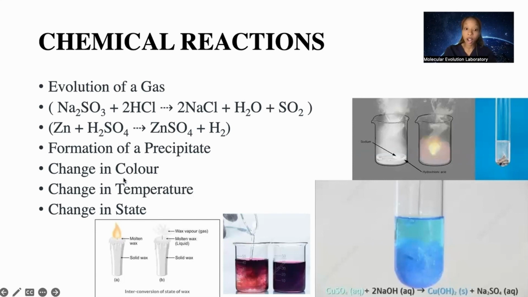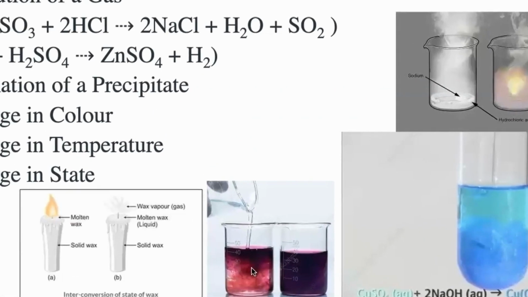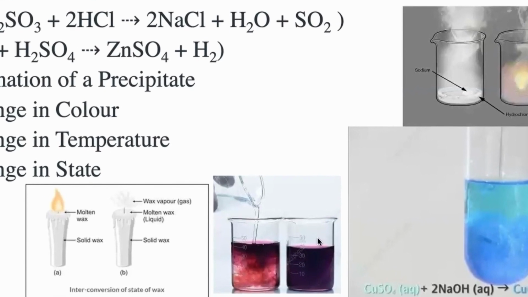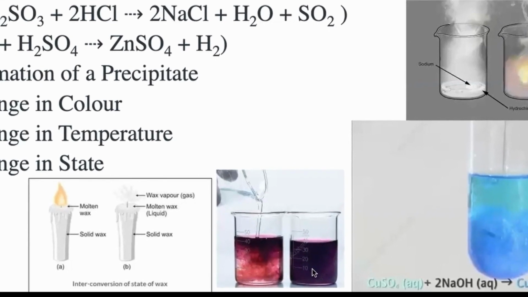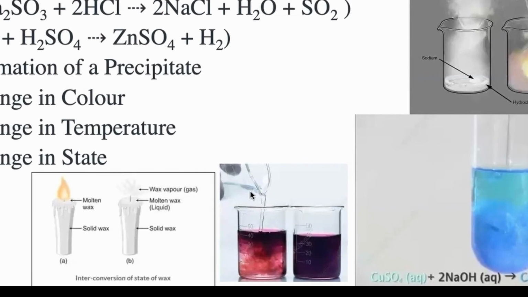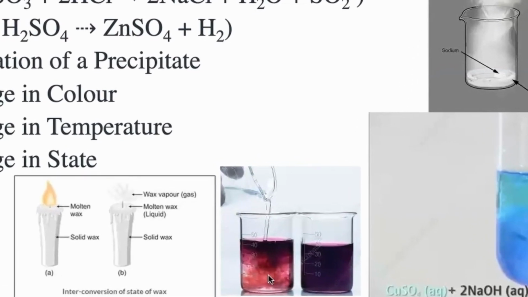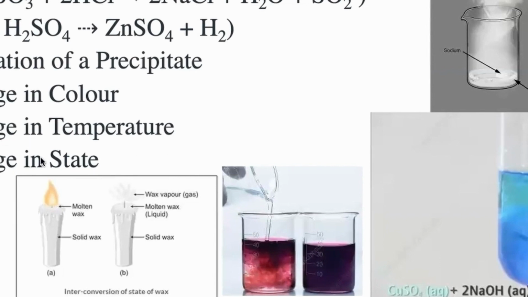Chemical reaction can also cause a color change, a temperature change, or a change in state. A color change is seen here, where we have a color change when citric acid is added to potassium permanganate. So potassium permanganate here is deep purple, and when the citric acid is added to the potassium permanganate, it basically becomes transparent. You also can have a temperature change.